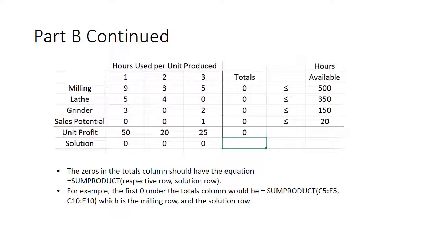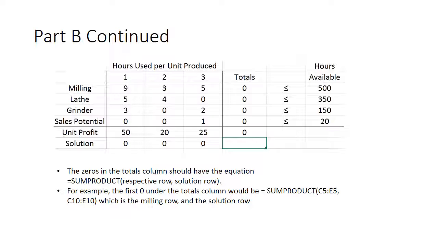And then the columns 1, 2, and 3 are respective to the products 1, 2, and 3. The unit profit here on the bottom is those coefficients of the objective function, or how much money we can profit per unit of each product. So we can make $50 for each unit of product 1, $20 for each unit of product 2, and $25 for each unit of product 3.